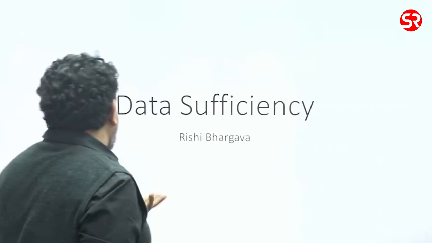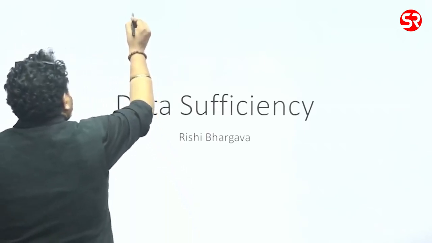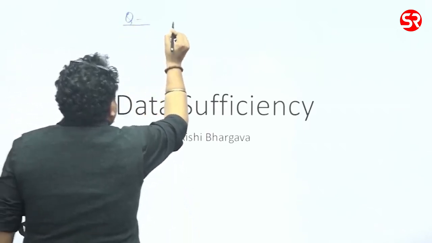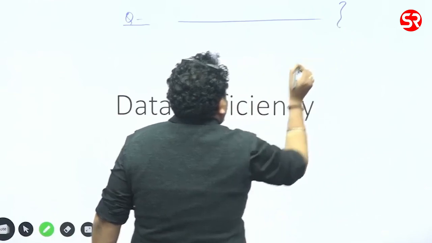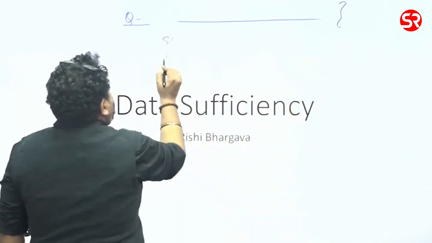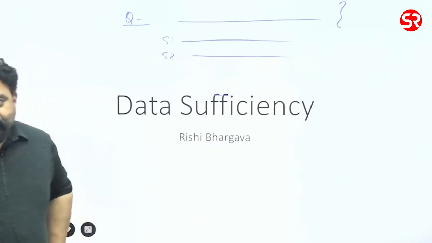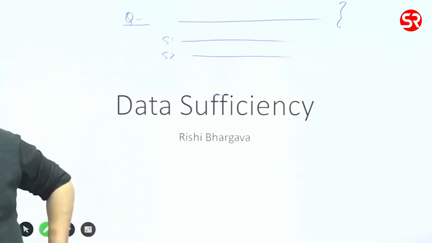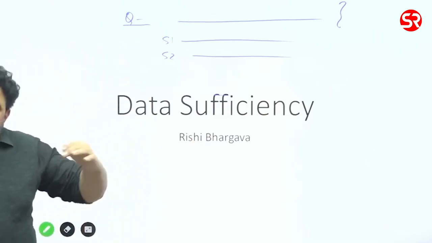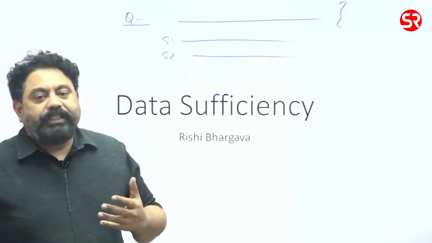So what is data sufficiency? He puts a question. He has a question in his mind, and then he gives you statement 1 and statement 2. Now this question has to be solved. And then he gives you options.